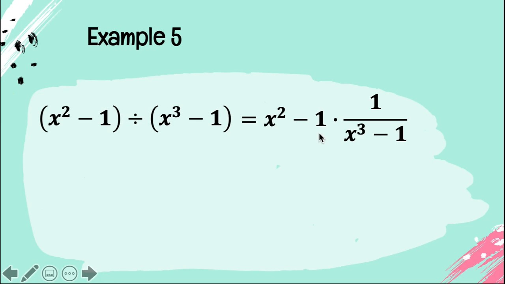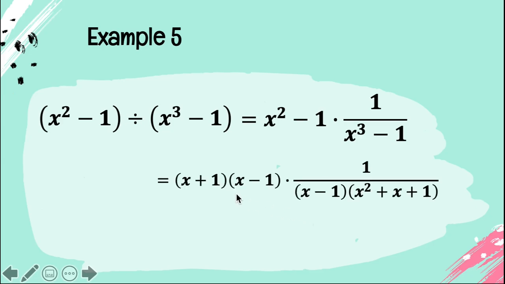For x squared minus 1, we can factor this using the difference of two squares. That will be x plus 1 times x minus 1 times 1, just copy 1, over x cubed minus 1. Here we can use factoring the sum or difference of two cubes. So get the cube root of x cubed, which is x, minus the cube root of 1, which is 1. Then square the first term, so that will be x squared, plus x, multiplying x and 1, and then square the last term, which will just be 1.